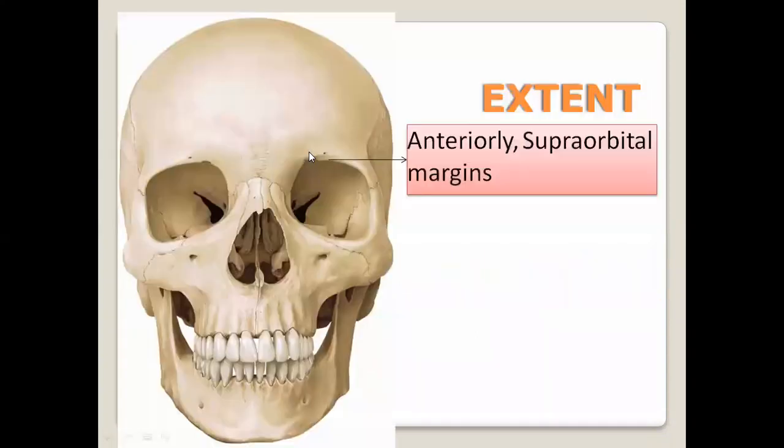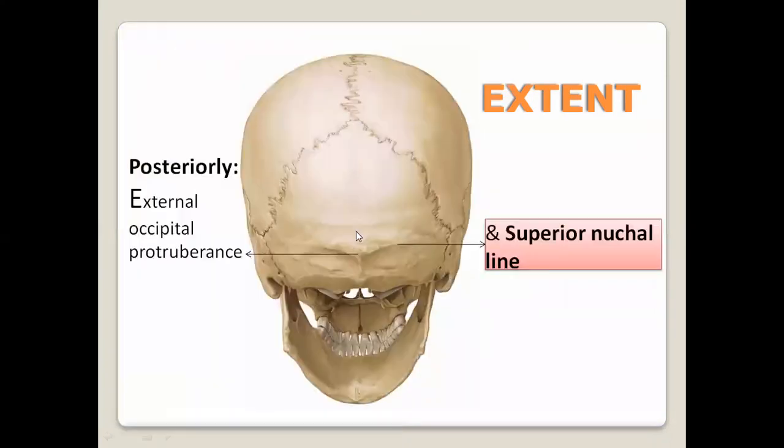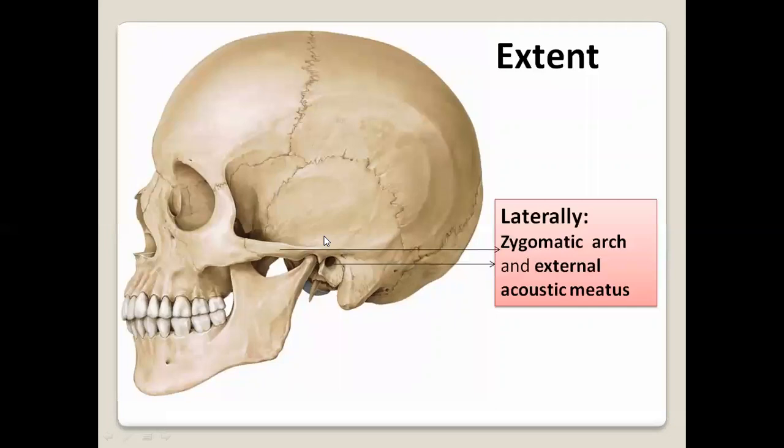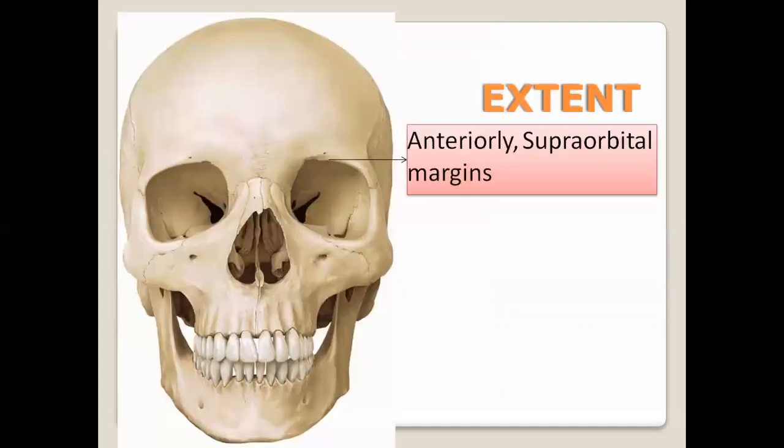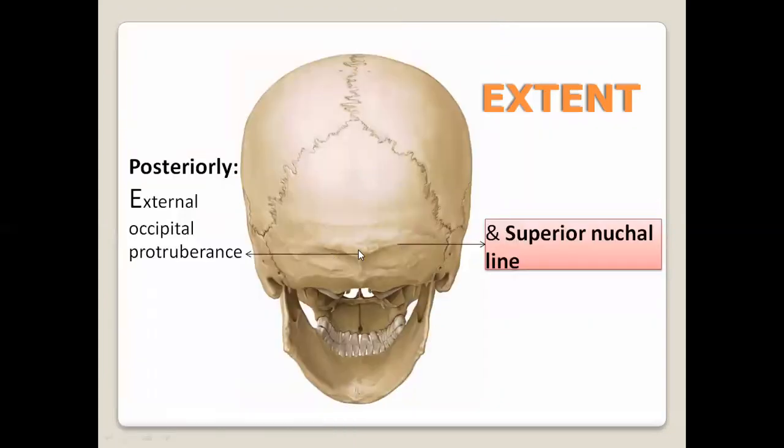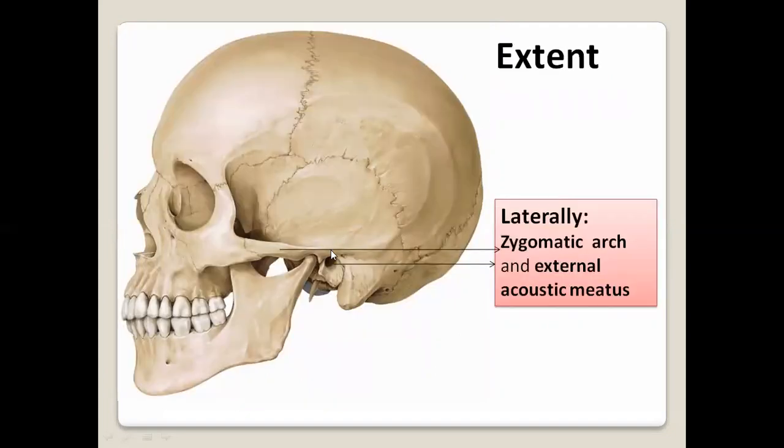If you see exactly the bony extension of the scalp, anteriorly it extends from the supraorbital margin, and posteriorly it extends up to the external occipital protuberance and superior nuchal line. Okay, and laterally it extends up to the zygomatic arch and external acoustic meatus. Okay, once again I am repeating. Anteriorly it extends up to the supraorbital margin, posteriorly up to the external occipital protuberance and superior nuchal line, and laterally up to the zygomatic arch and external acoustic meatus.